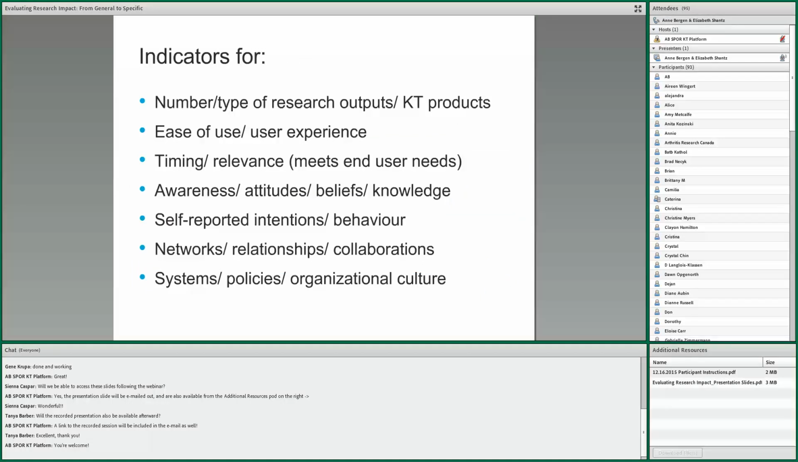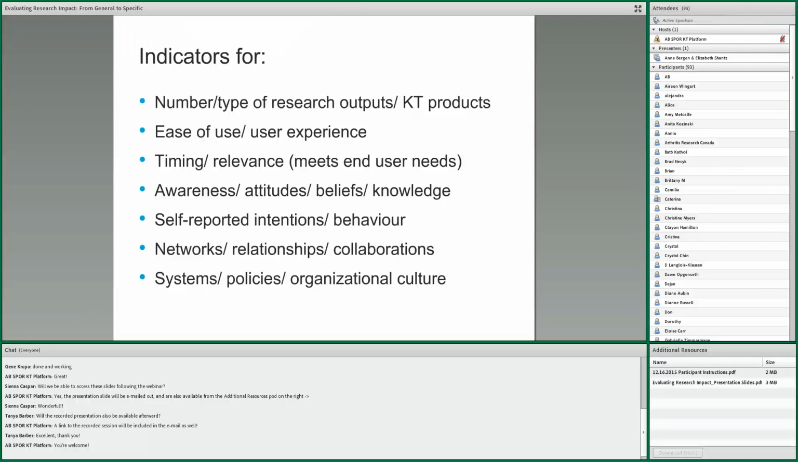So in terms of indicators, if you're looking at outputs, again, number and type of outputs or KT products. Did you make a poster? Did you make an infographic? If you made an infographic, what was the user experience if they're looking at that infographic? These are things that you can assess through a survey or a focus group. You could ask about the ease of use and the relevance. Was the information shared in a timely way that was meeting the needs of your end users?